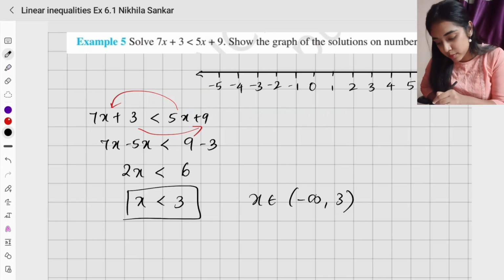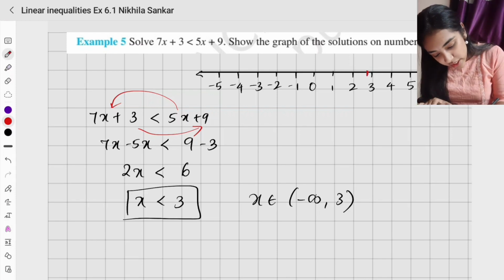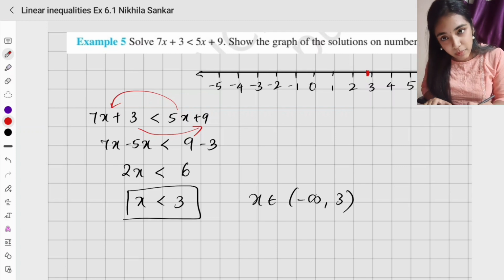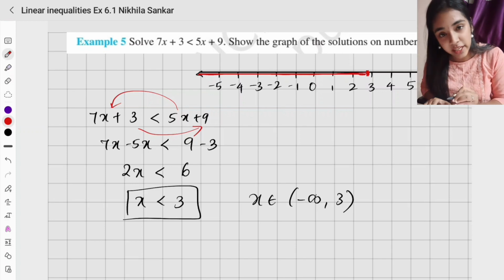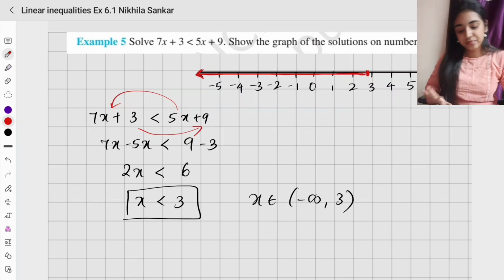Okay, now how are we going to write the solution on the number line? 3 is not included, so before 3 we are going to make a mark, very very close to 3. I'm going to draw a line. How is this line going to be? It is going to be like this. So this is the final answer. This is how your number line looks. Okay, so this is your solution. Please copy.